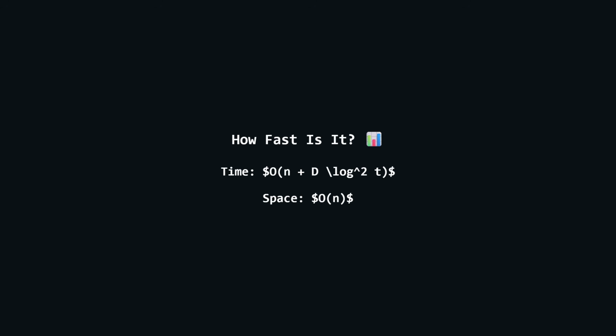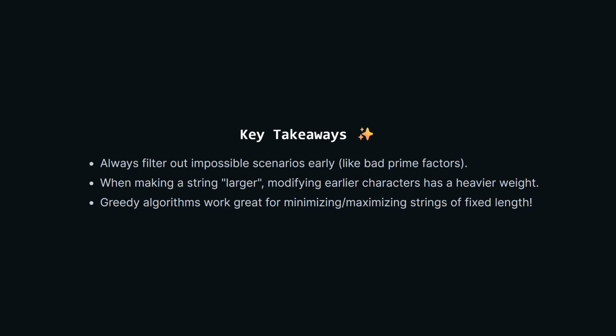So how fast is this? The time complexity is big O of n plus d times the log squared of our target t, where n is the length of the string, and d is just the constant 9 representing our digits. The space complexity is order n, because we store our string in a list and keep a remainder array of size n. What can we learn from this problem?